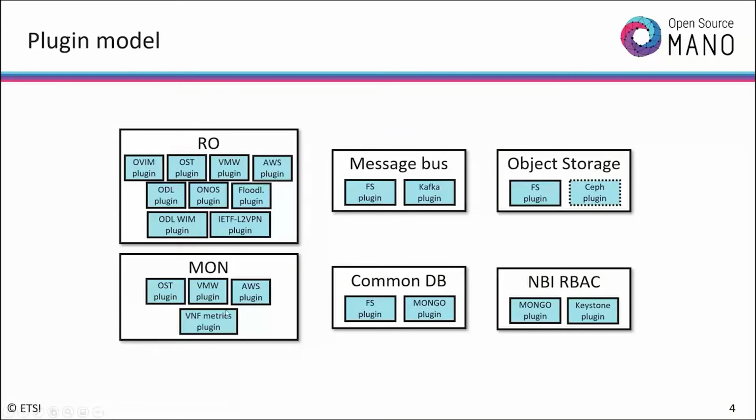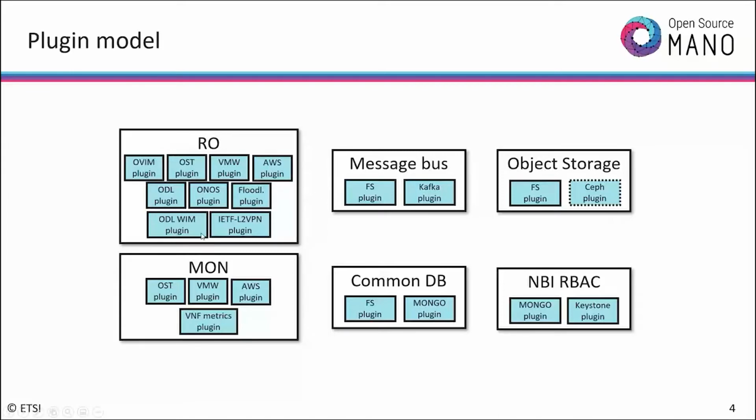I would also like to make a comment about something very interesting: the plugin model that we follow in OSM. This figure might not be complete, but I think you could get the main idea. The modules that interact with the different VIMs, for instance the RO, are in charge of deploying VMs and networks in a VIM. So it will interact with OpenStack, VMware VCD, AWS, Google Cloud, Azure. So we have a plugin model in the RO.